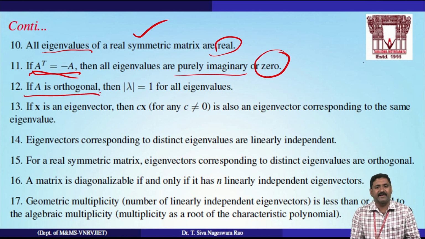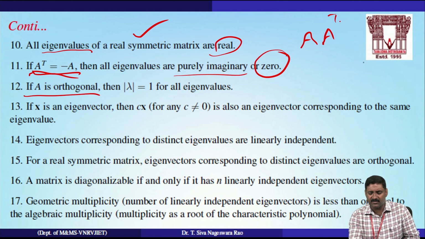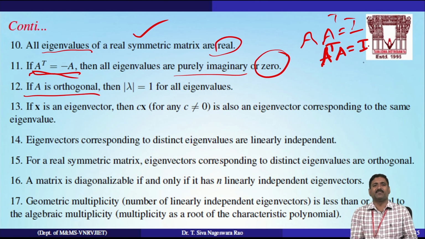Now orthogonal matrix. What is an orthogonal matrix? A into A transpose is equal to I. Similarly, A transpose into A is equal to I. You need to check both the conditions.